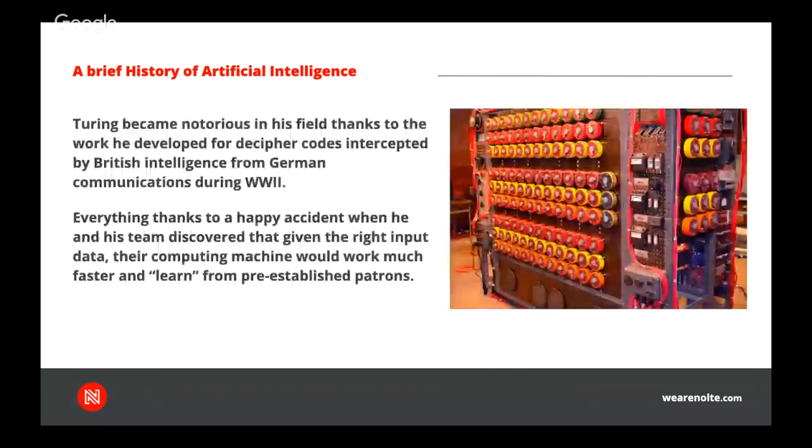So Turing became notorious in his field thanks to the work he developed for deciphering codes intercepted by British intelligence from German communications during World War II. And everything happened because of a happy accident when they discovered that if they give the correct input data to the program, it's going to learn from pre-established patterns and then reach the outcome more easily. And that's how, my dear developers, programming started.